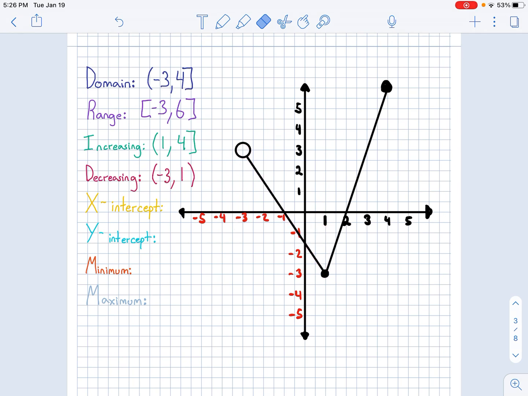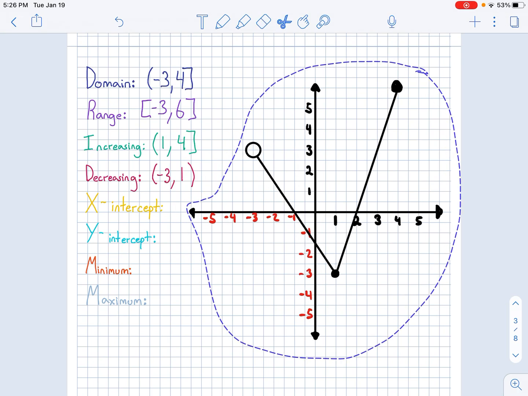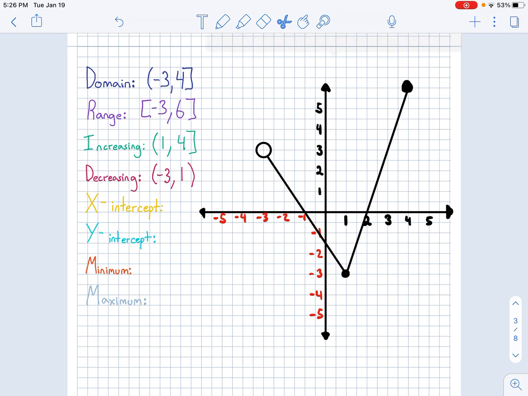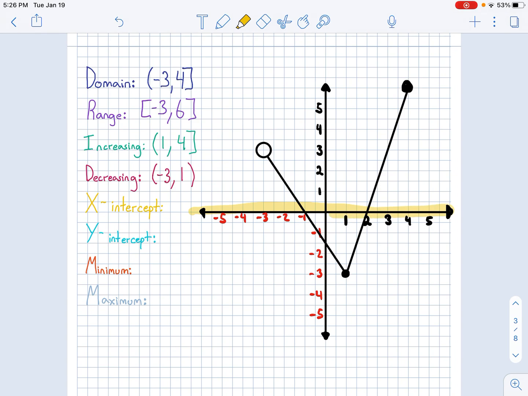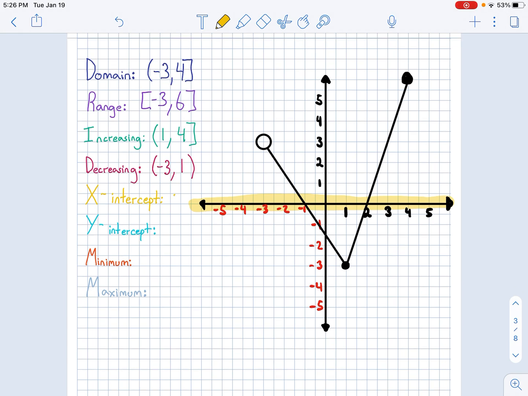X-intercepts. So the x-intercepts, I'm going to give myself a little more room here, maybe move over a couple. Okay. X-intercepts is where it crosses your x-axis, so anywhere it touches this line, which is going to be at -1, 0. And also at 2, 0.